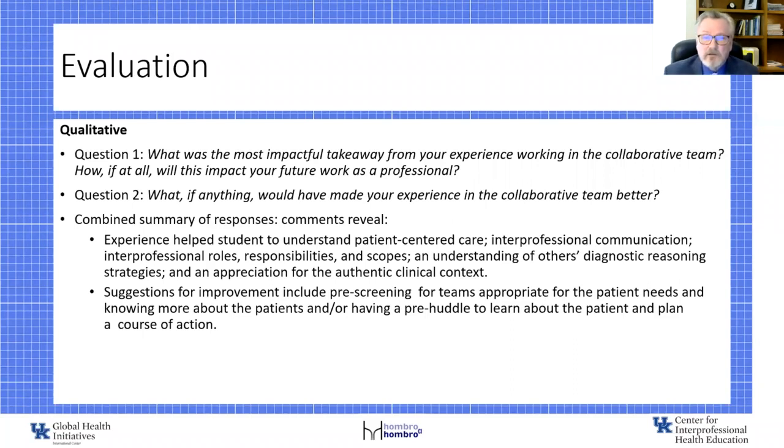Overall, the comments revealed that the students felt this helped them to understand patient-centered care and interprofessional communication better because they actually got to participate in it. They understood the roles and responsibilities of their own profession and others' professions better, as well as the scopes of practice. Understanding diagnostic reasoning strategies was also listed, and appreciation for the authentic clinical context. Sometimes we teach students IPE in a classroom setting, and they really appreciated it being real life.